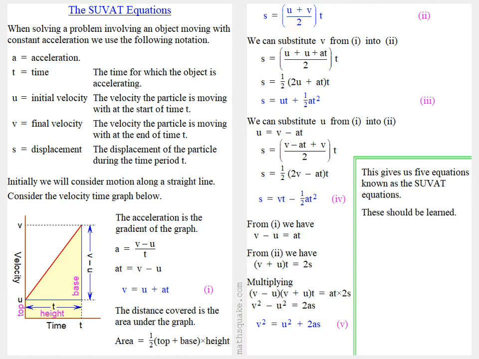They're very useful. They may be given in the exam, but you should be able to rattle them off quickly when you need them. So the one missing the letter s is v equals u plus at. The one missing the letter a is s equals (u plus v) over 2 times t. The one missing the letter v is s equals ut plus a half at squared. The one missing the letter u is s equals vt minus a half at squared. And the one missing the letter t is v squared equals u squared plus 2as.